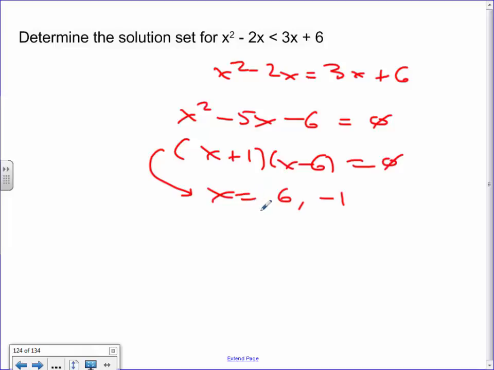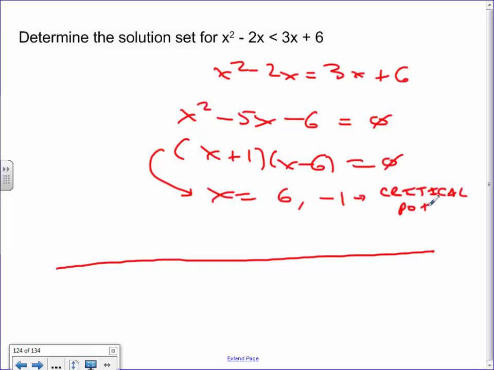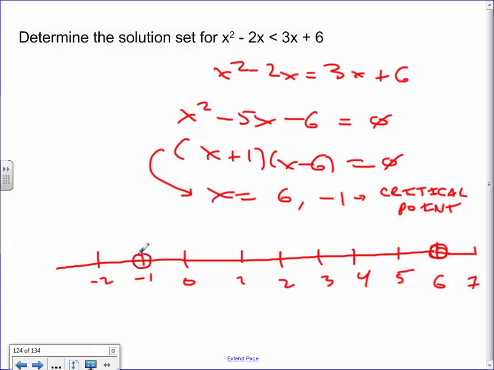So here's what I'm going to suggest instead. Make a number line. When we get to calculus, by the way, I have a name for these. We call these critical points. So I may as well use that terminology now. These are known as your critical points. So I'm going to plot those on the number line. Negative 2, negative 1, 0, 1, 2, 3, 4, 5, 6, 7. So I'm going to plot 6 on here, and I'm going to plot negative 1 on here.